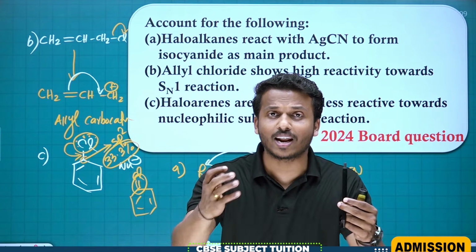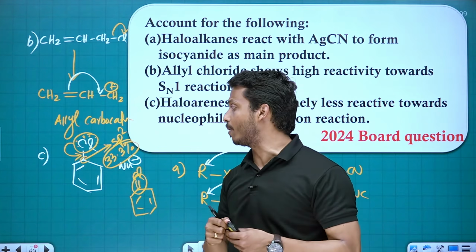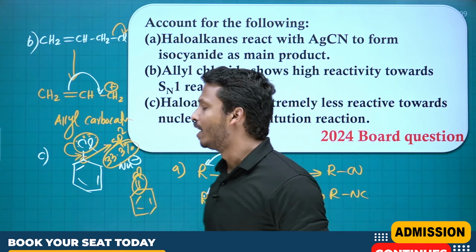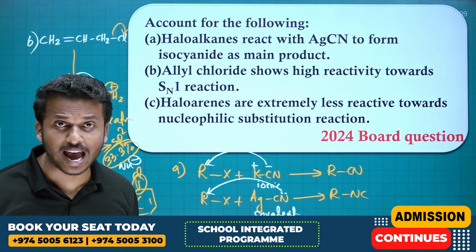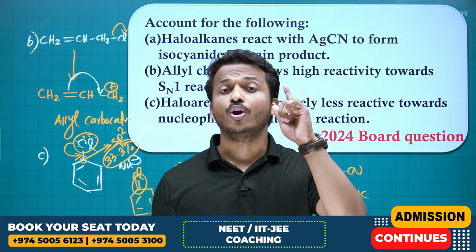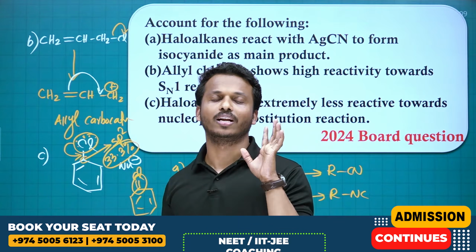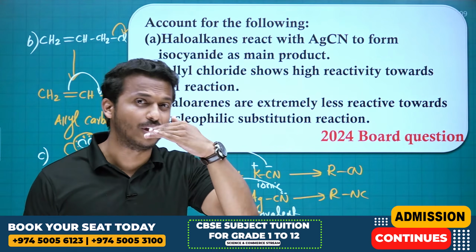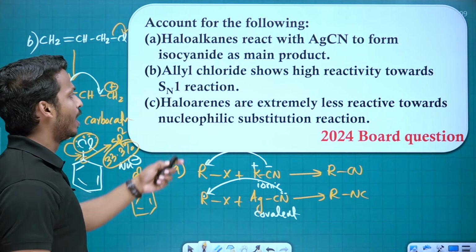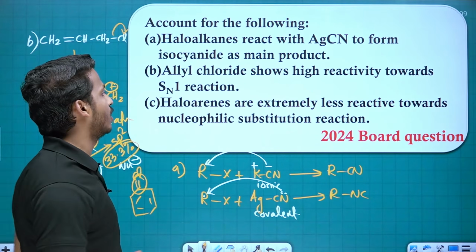Because of high s-character, the carbon is more electronegative, so it is very hard to remove the halogen. These are the two reasons. Because of that, haloarenes do not undergo nucleophilic substitution reaction readily; they undergo very little reaction compared to haloalkanes. This is our 2024 board question, my dear.